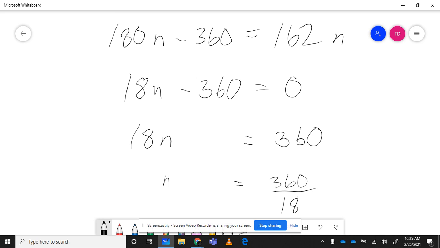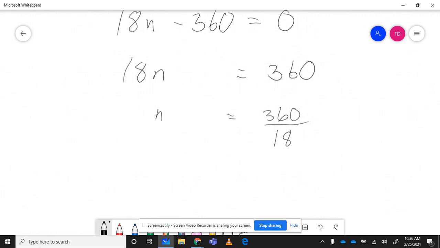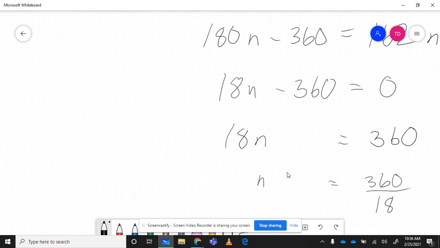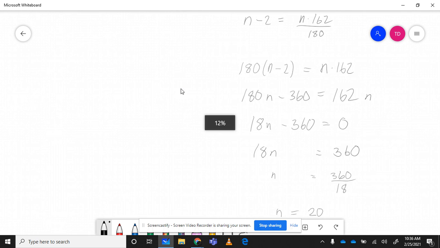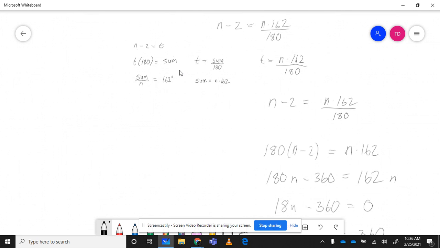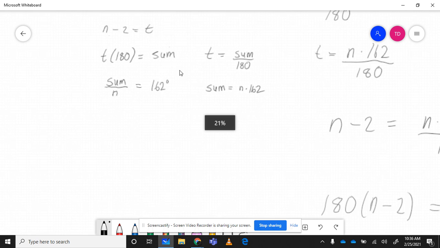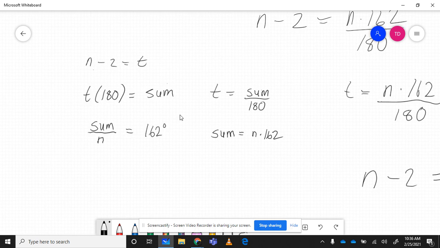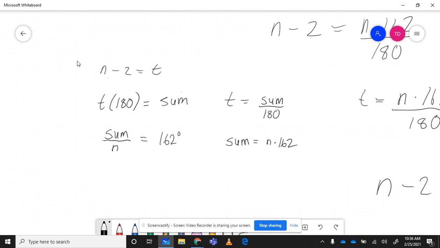I think this puts us in the same situation as another problem where 360 over 18 should equal 20 because 36 over 18 is 2. So it looks like we have a 20-sided shape. Okay, kind of a long process there, but as long as you understand each individual step of these 3 steps, then you have the pieces needed to kind of put everything together.